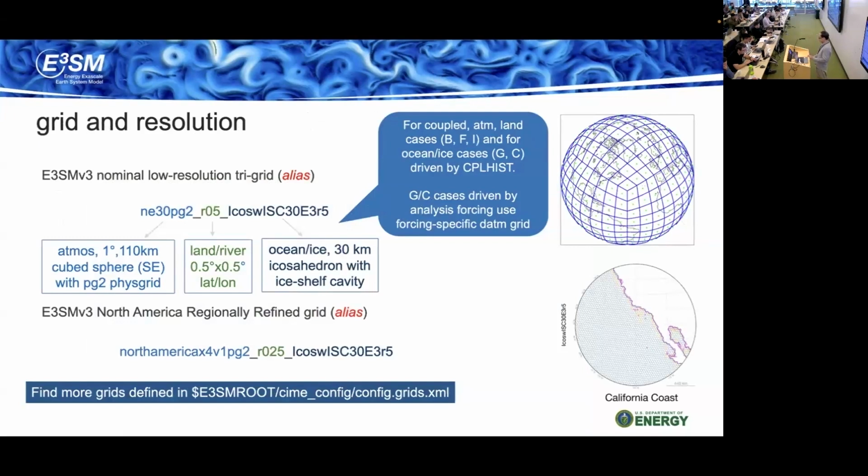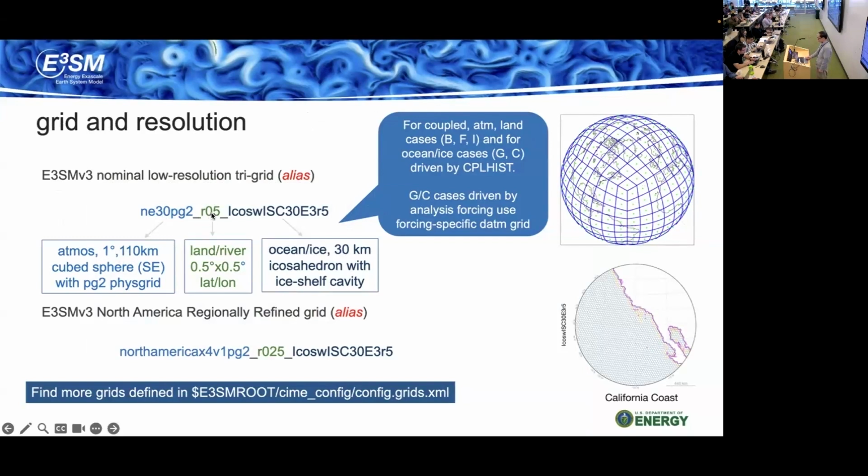Then after we settle on the concept for the simulation design, it's the grid resolution. Here I just want to mention what is supported for production simulation. For the note resolution, use a tri-grid, and this tri-grid is a user alias. Yeah, we have seen this one many times already. This is the NE30 PG2 for the atmosphere, about nominal 110 kilometer.